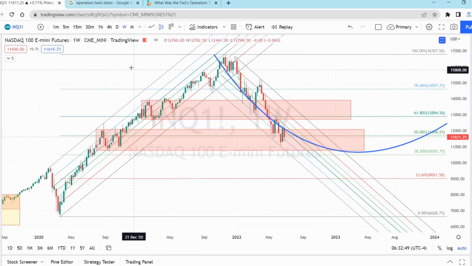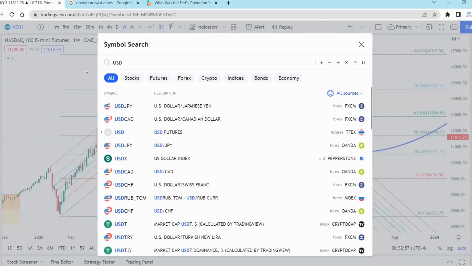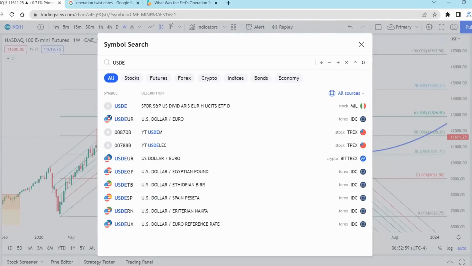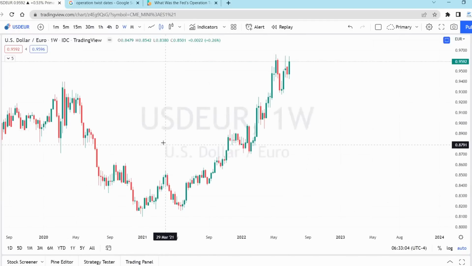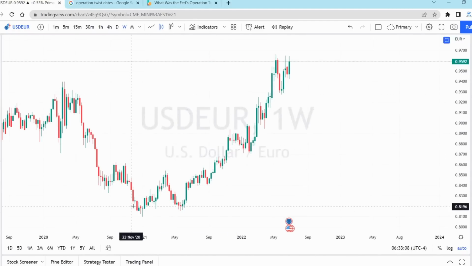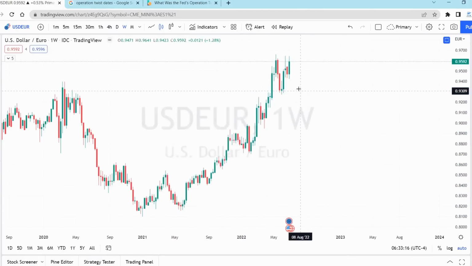How much did the dollar appreciate, Danish? Let me check it out. Since this crash, since January, let's say. USD euro would be good. Ooh, yeah, tremendous. So let's see what that is. Euro USD. Oh yeah, let's do it this way. This is better. Okay, so 18%. 18%. And how much did the S&P go down, coincidentally?